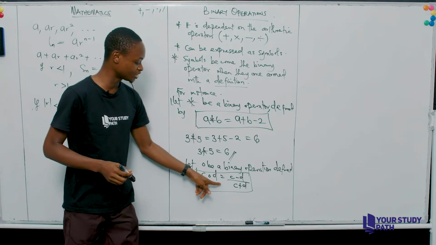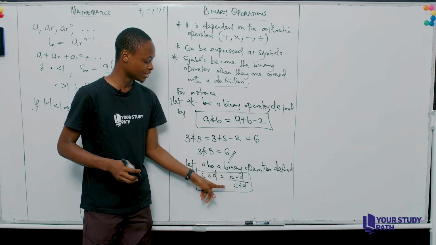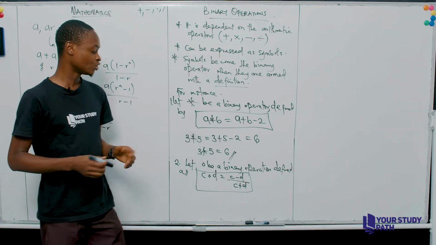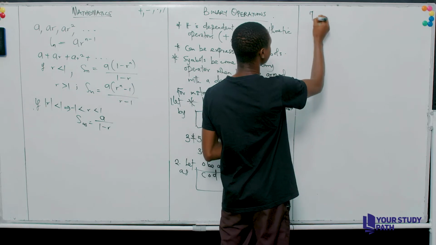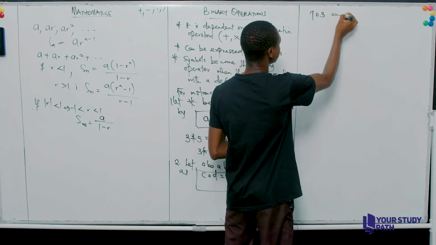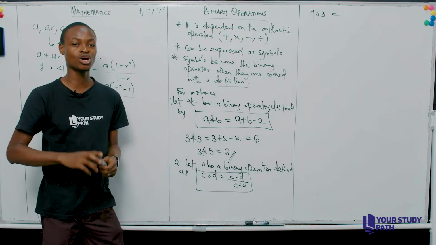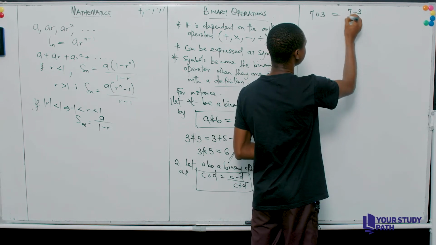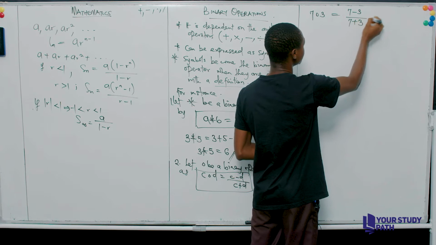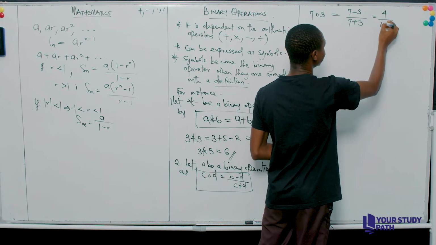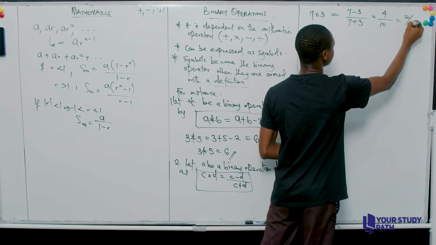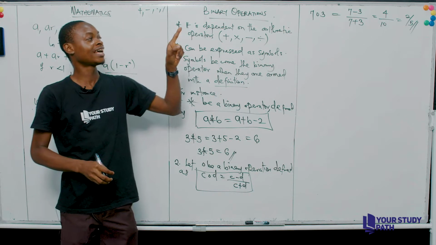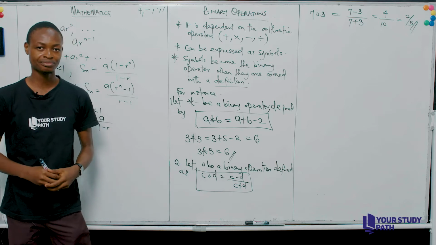So if C naught D is defined as C minus D divided by C plus D, that means that if I decide to take 7 naught 3, then according to the definition of that binary operator, this would be equal to 7 minus 3 divided by 7 plus 3. This will give us 4 divided by 10, which in lowest terms is 2 divided by 5. So it means that 7 naught 3 is equal to 2 over 5.